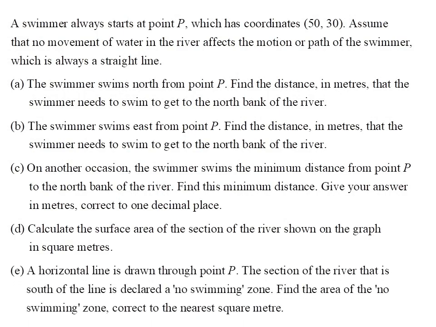In part E, a horizontal line is drawn through point P. The section of the river that is south of the line is declared a no swimming zone. Here part E is to find the area of the no swimming zone.